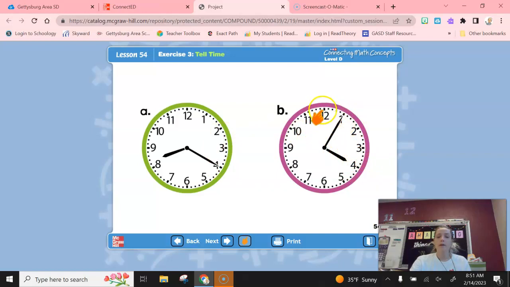This one, the hour hand is pointing to the 4 o'clock. The minute hand is up here, so we're going to count 5. So it is 4:05.